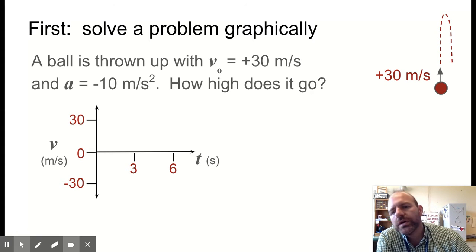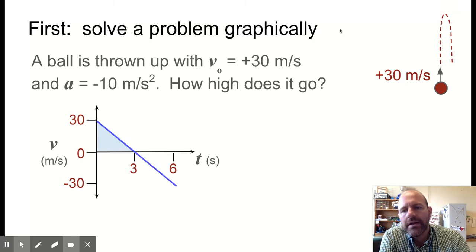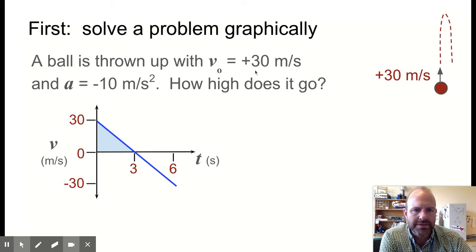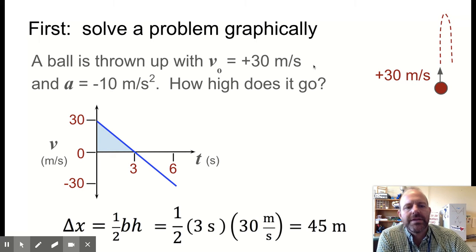Well, you could graph this, right? You could say, if you start at 30 meters per second and you're changing that by negative 10 every second, this is what the velocity graph looks like. You can find the area under the curve until it gets to zero velocity, which is at its highest point. And you can say that's 45 meters.